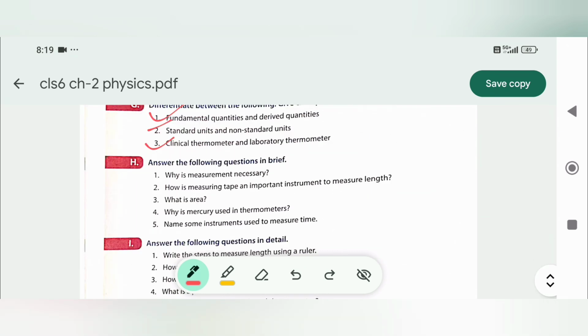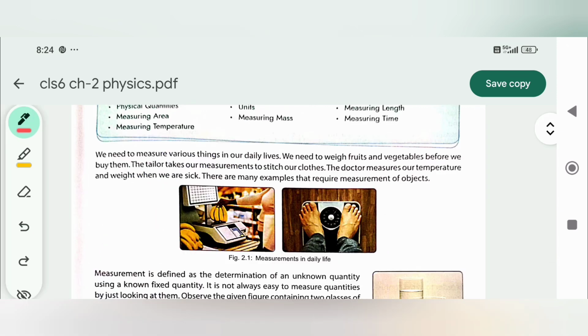H. Answer the following questions in brief. Why is measurement necessary? Measurement is necessary because we need to measure various things in our daily life. We need to weigh fruit and vegetables before we buy them. The tailor takes our measurements to stitch our clothes. The doctor measures our temperature and weight when we are sick. There are so many examples, and many require measurement of objects. This is H 1.